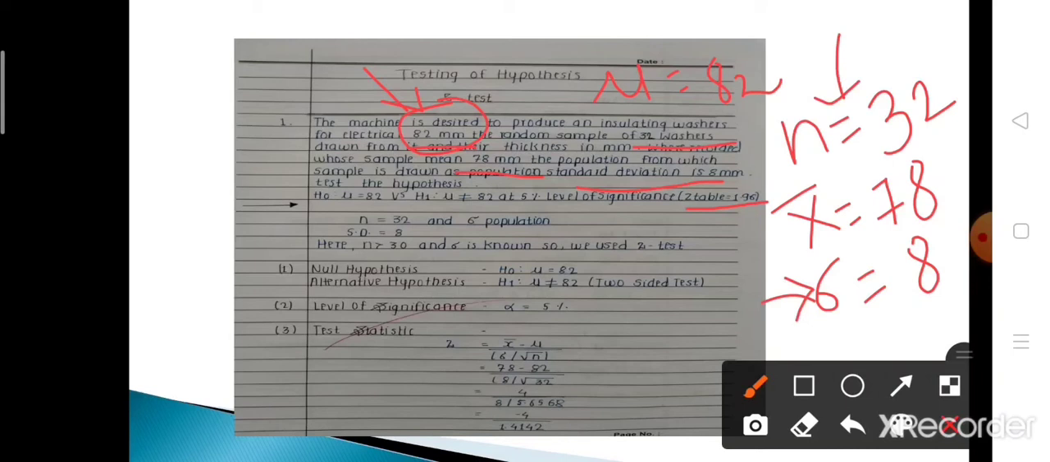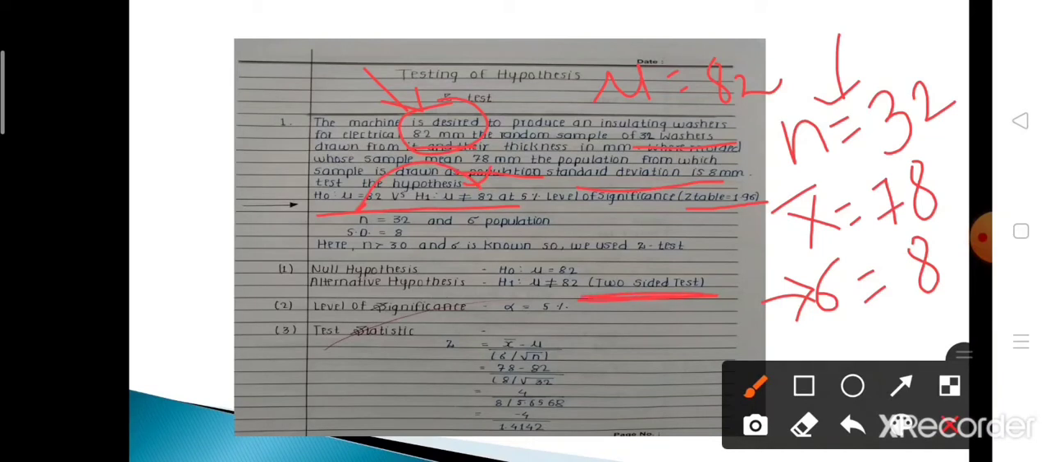So what is the alternative hypothesis and null hypothesis we are given in the example? So here H0 is mu is equal to 82 versus H1 mu is not equal to 82. Here the equality condition is there, so it is called the null hypothesis. And what is the opposite to the null hypothesis? Here we are given the case of not equal to, that means the two-sided test. So the given example is of a two-sided test.